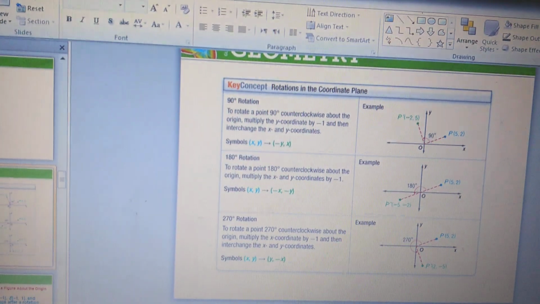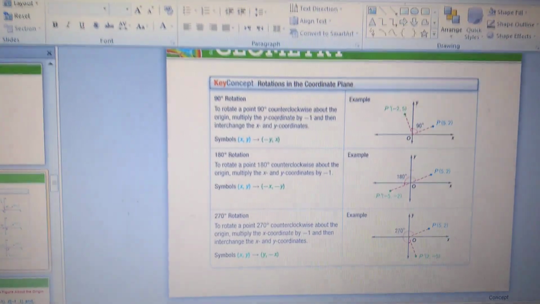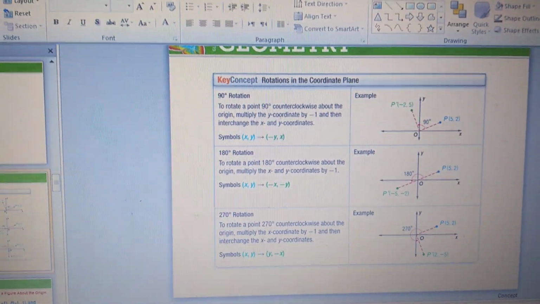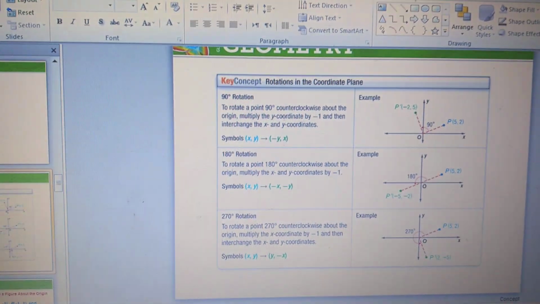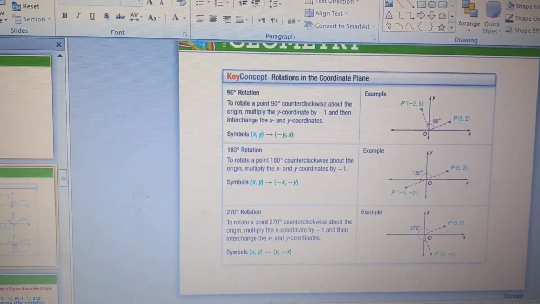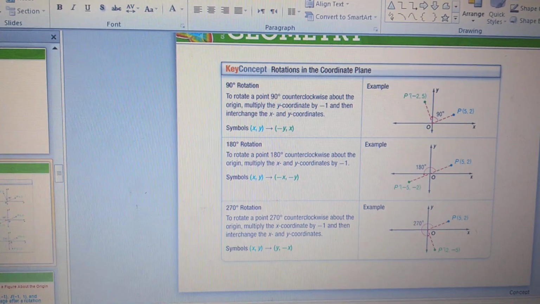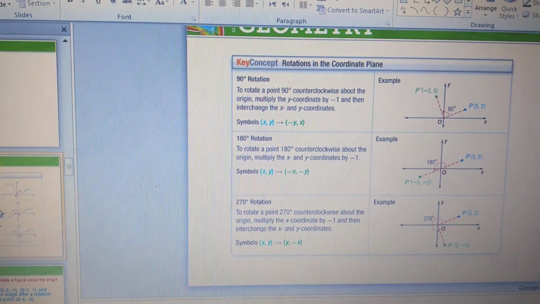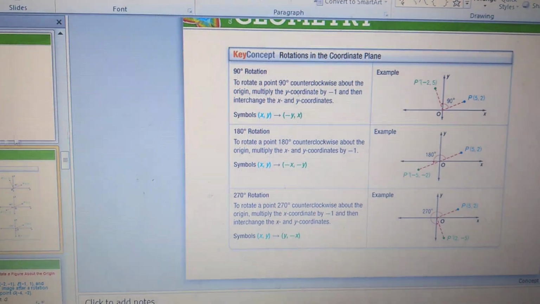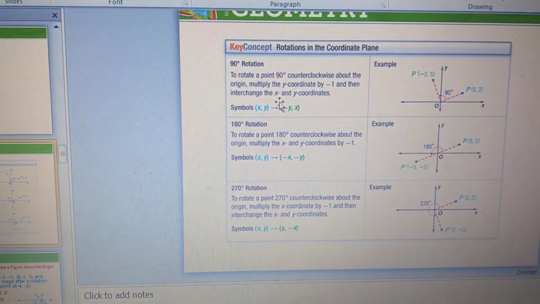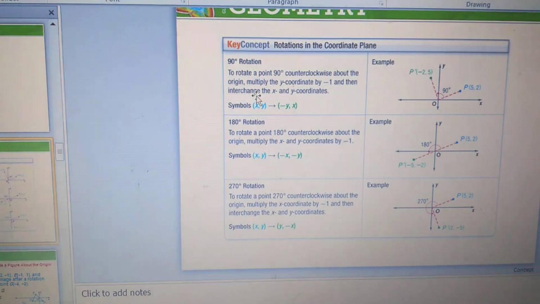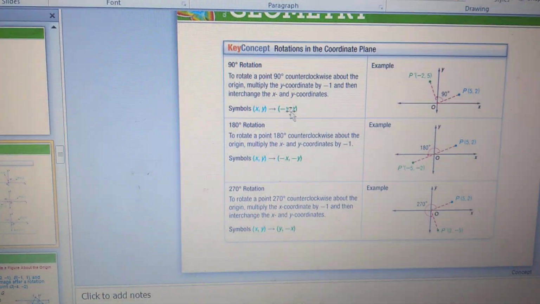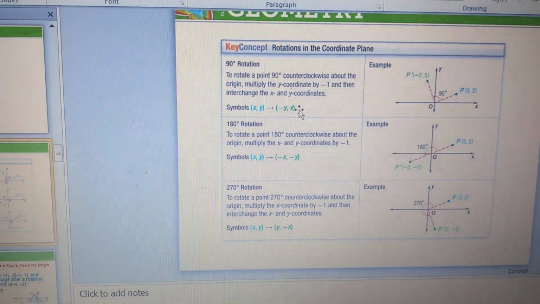In algebra, we studied rotation, if you remember. We have three kinds of rotation: rotation 90 degrees, rotation 180 degrees, and rotation 270 degrees. When we make rotation 90 degrees, as you see here, the coordinate of any point (x, y) will become (-y, x).